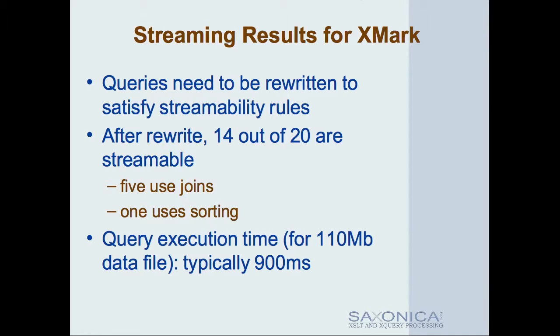What we find when we do all the XMark queries is, firstly, we need to rewrite the queries to make them streamable. When we do that, 14 out of the 20 queries turn out to be streamable. 5 of them aren't streamable because they use joins, and joins intrinsically navigate all over the input data and therefore can't be streamed. 1 of them isn't streamable because it uses sorting. And the query execution time is typically around 900 milliseconds, and that's basically the time taken to process 100 megabytes of data.